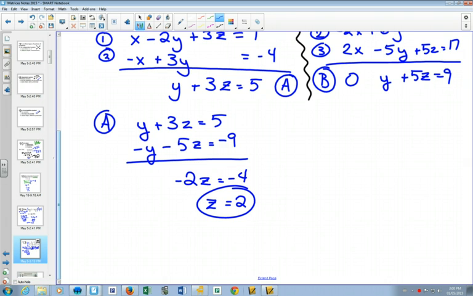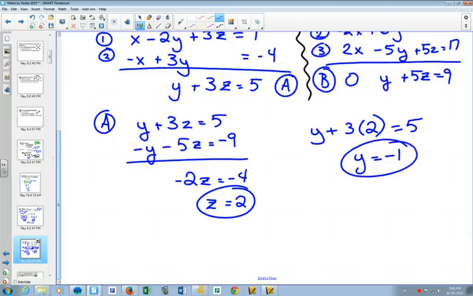From there, we can go back and choose either equation A or equation B to plug in z equals 2 to figure out what y will be. So if I choose equation A, I get y equals -1. If I had chosen equation B, quick mental math and looking at it, you'll see you would have got y equals -1 there as well. It should work out to be the same one because we're trying to find the point where all of these intersect.